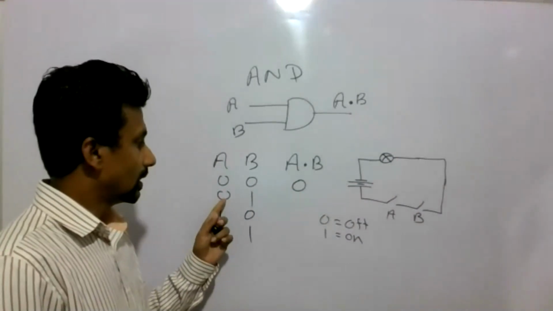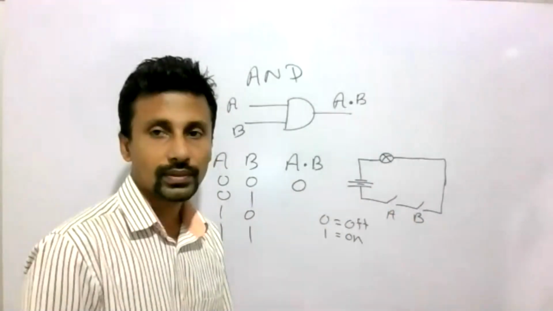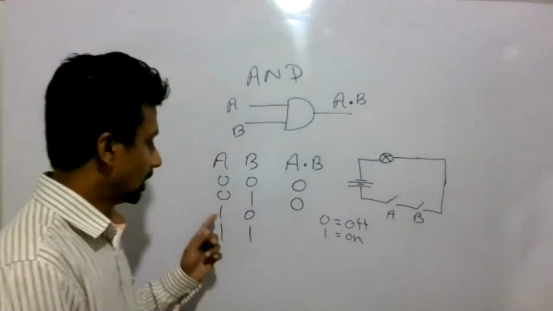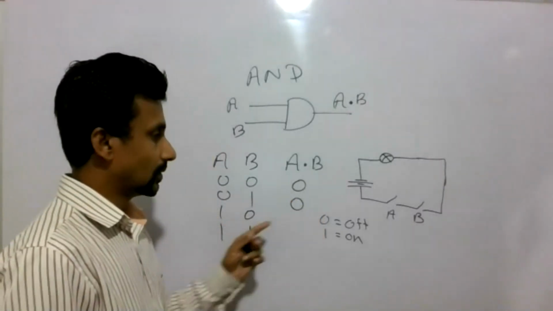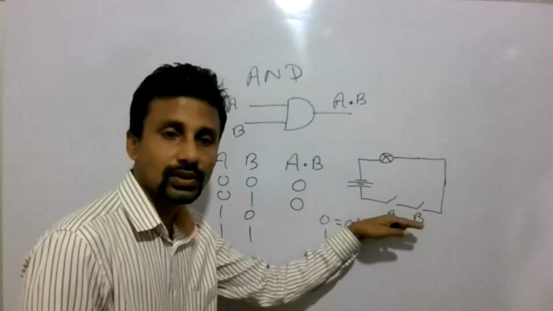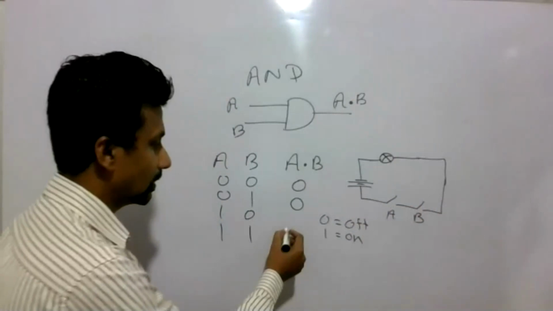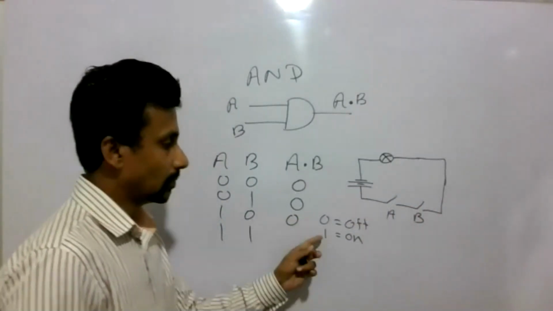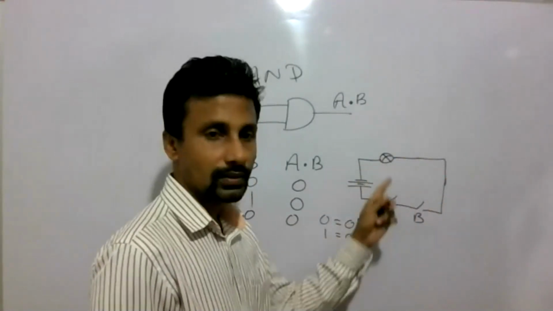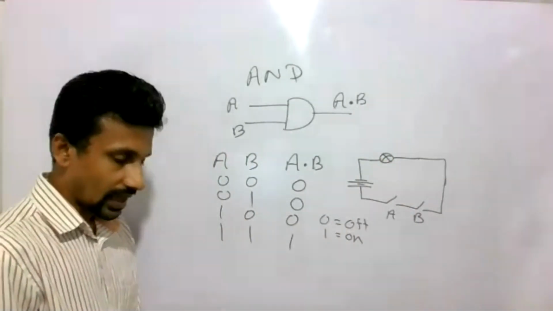If A is 0 and B is 1, that means one switch is on and one switch is off. Still the bulb won't work, so again I put 0. If A is on and B is 0, again one switch is on, but the current is not passing through, because it's not going to jump across like this, right? So it won't work. Here also 0. For 1 1, both switches are on, so your circuit is complete and your bulb will work. So here the output is 1. So this is the AND gate.